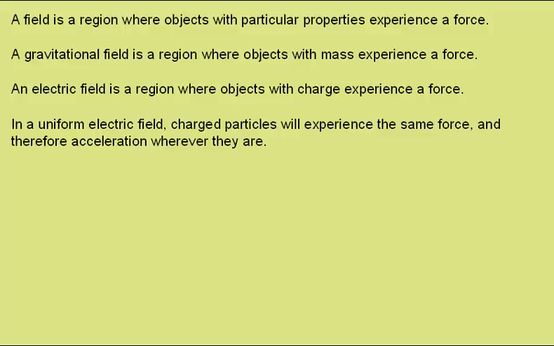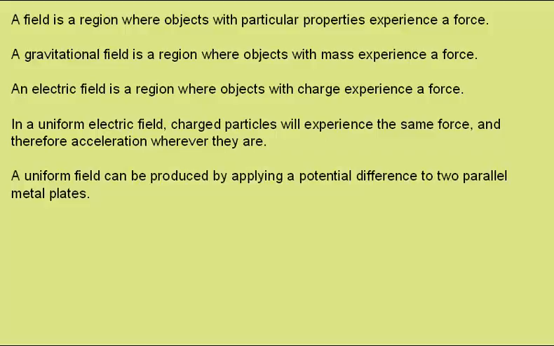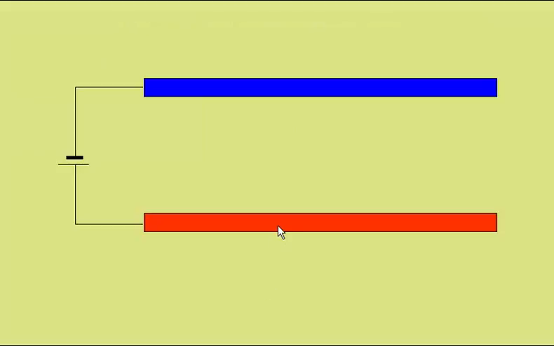within the field. A uniform field can be produced by applying a potential difference to two parallel metal plates. So here we have two metal plates connected to a potential difference, with the bottom plate being positive, the top being negative. If we placed a positive charge here, it would feel a force towards the negative plate. If we place the charge here, it would experience the same force in the same direction. Also here, the field is uniform between the plates.